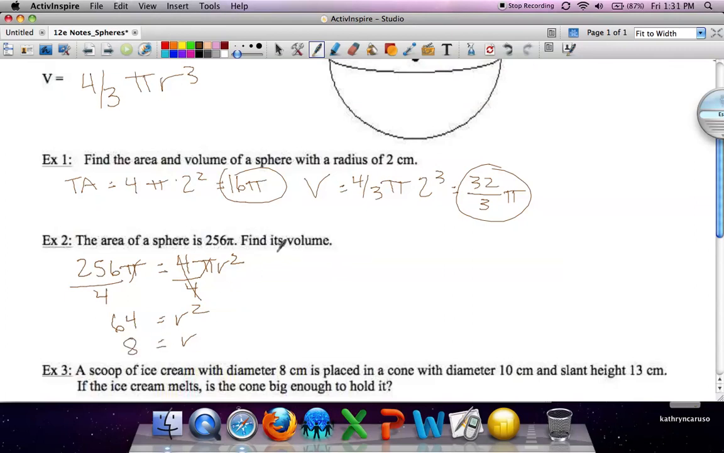That's the radius. This problem wants you to find the volume. Volume is 4/3 pi r cubed. So we plug in r is 8, pi times 8 cubed. And if you work that out, you get 2048 pi over 3.